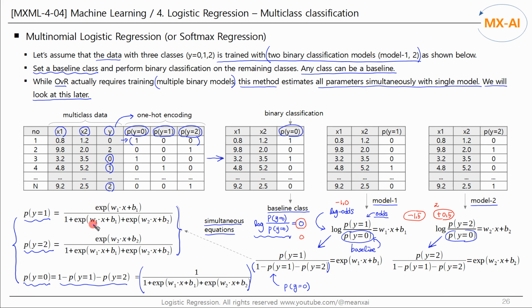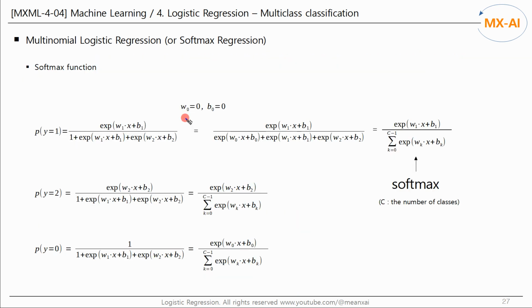W1 and B1 are the parameters of the model 1, and W2 and B2 are the parameters of the model 2. If both W0 and B0 are set to 0, the constant 1 can be expressed as follows. Then the equation on the left can be written like this. Simplifying this equation, the probability that y is 1 will be like this.